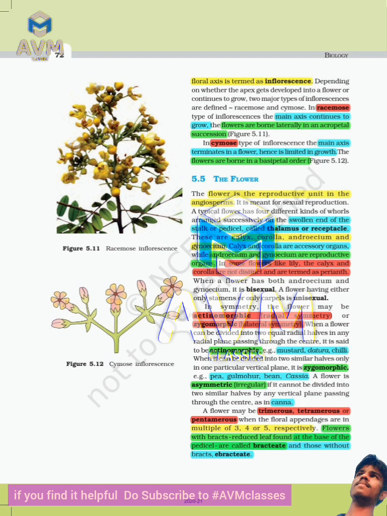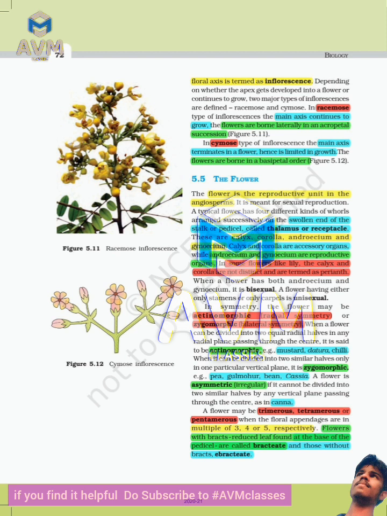When a flower has both androecium and gynoecium, it is bisexual. A flower having either only stamens or only carpels is unisexual. In symmetry, the flower may be actinomorphic or zygomorphic. When the flower can be divided into two equal radial halves in any radial plane passing through the center, it is said to be actinomorphic. That is mustard, datura, chili.